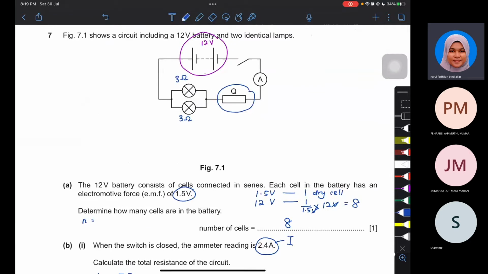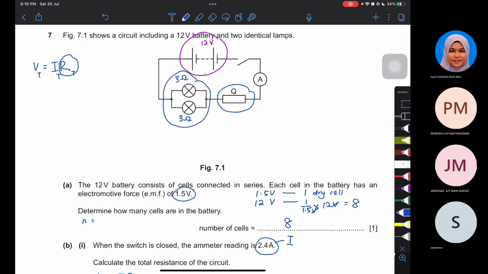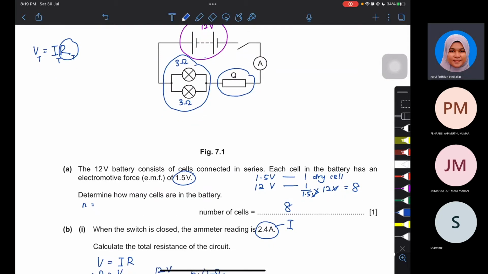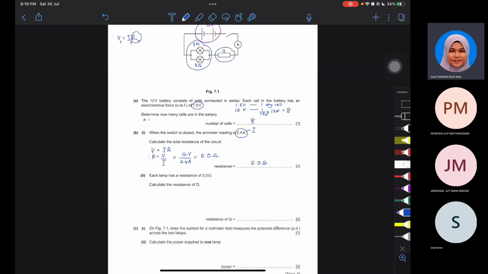Jadi, now you kena tahu. Kalau you want to use V equals to IR, kita boleh dapatkan R. What is the total R? Okay, so V total, I total, R total. So, you dapatkan dulu R total. And then, you cari. Okay, yang ni secara apa ni? Ni secara parallel. Kan? So, cari dulu. Secara parallel tu macam mana?